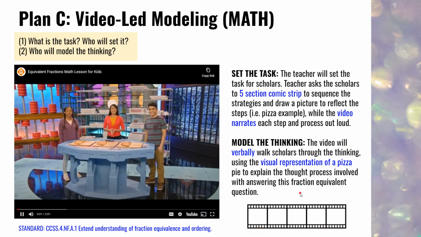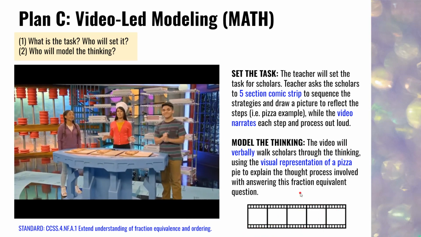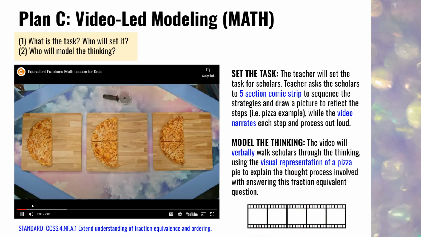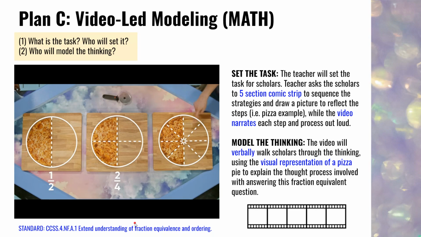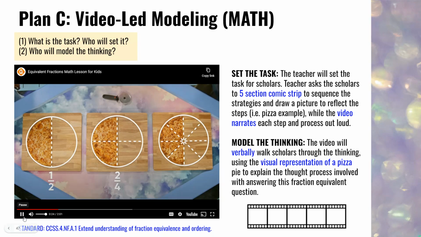Earlier today, each of us ate some pizza. Let's see how much pizza we have left. My pizza was cut into 2 equal pieces, and I have 1 left. So we can represent this as the fraction 1/2. My pizza was cut into 4 equal pieces, and I have 2 pieces left. We can represent this as the fraction 2/4. My pizza was cut into 8 equal pieces, and I have 4 pieces left. We can represent this as the fraction 4/8.